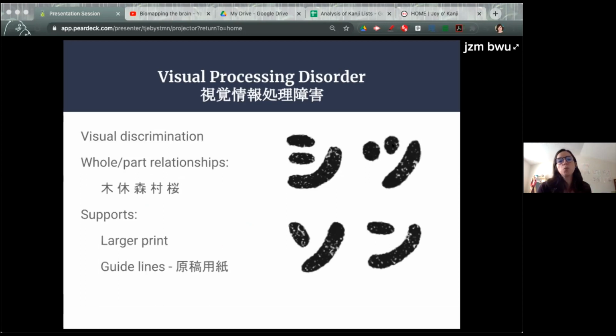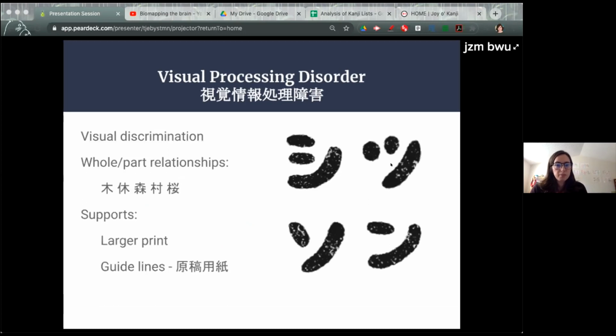So this is one where that muscle memory piece of practicing kana by physically writing them helps a lot. The physical tracing of it helps a lot. Students with visual processing disorders can have problems understanding the relationship between the whole and parts of a compound thing.